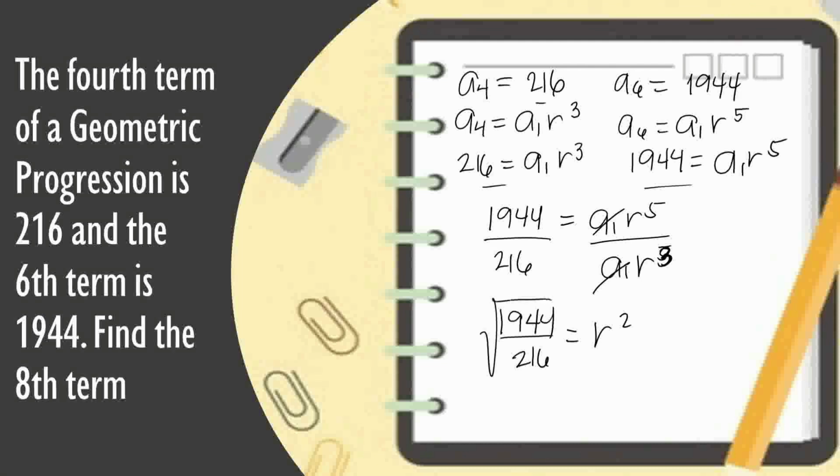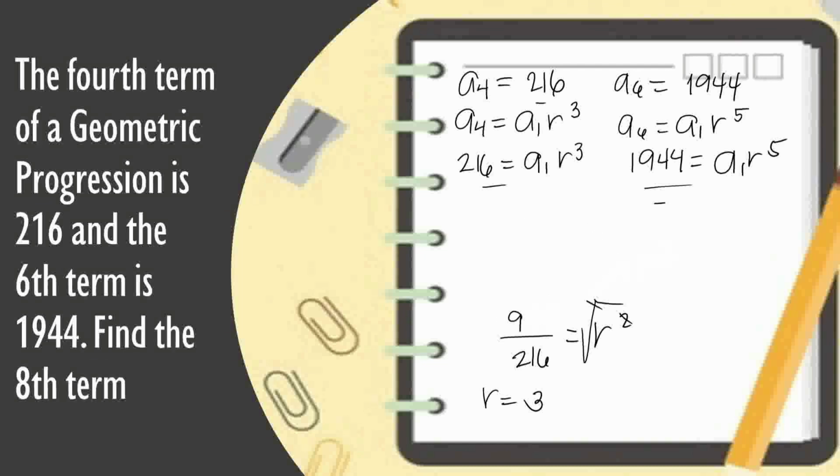So, square root lang natin to para maka-cancel out yan. So, calculate lang natin. So, makukuha natin r is equal to 3. So, nakuha na natin yung common ratio, which is 3. So, hanapin naman natin yung a sub 1. Gamitin natin tong equation na to.